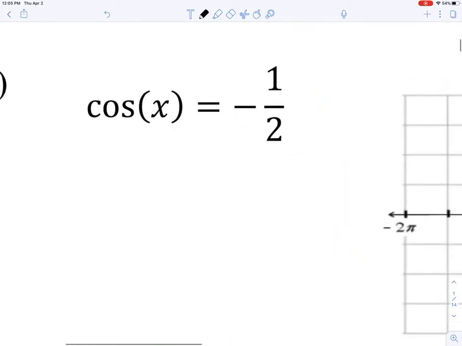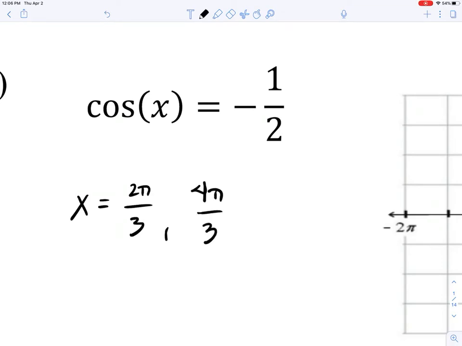For cosine of x equals negative 1/2, cosine is negative in quadrant 2 and quadrant 3. So I'm thinking, okay, well, what angle from quadrant 2 would make this a true statement? And that would be 2 pi over 3. And then what angle from quadrant 3 would make this a true statement? And that would be 4 pi over 3.